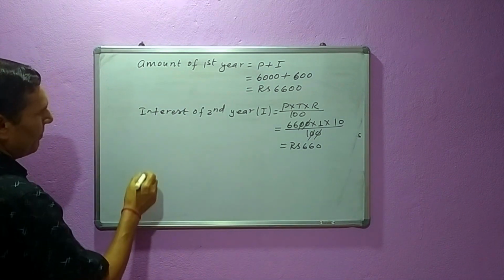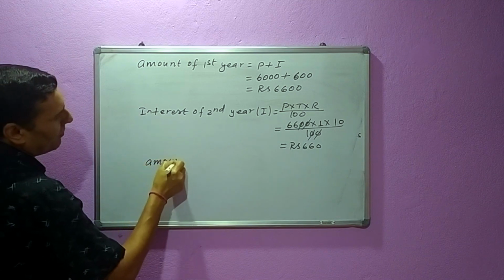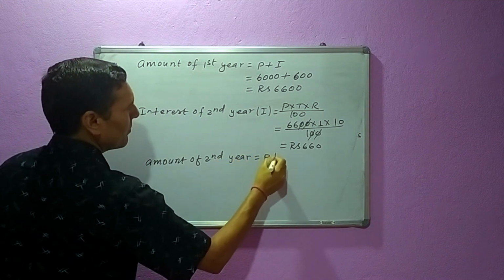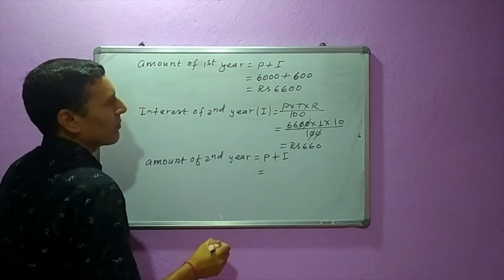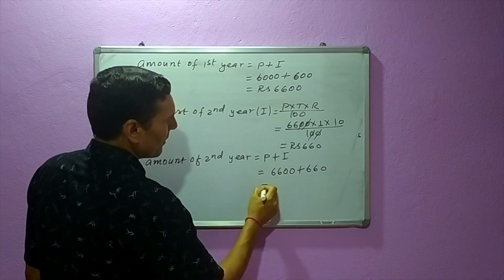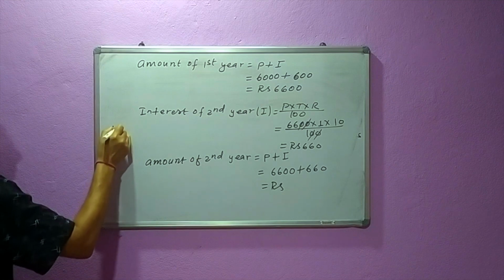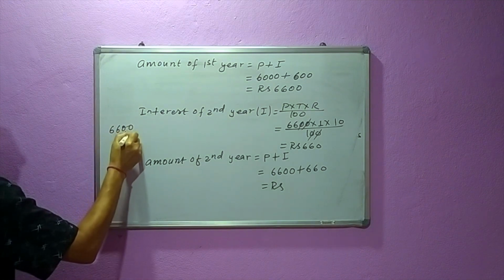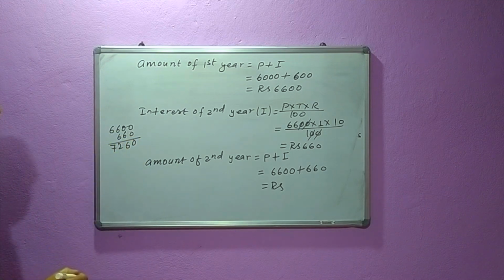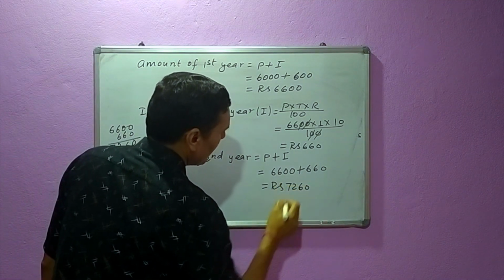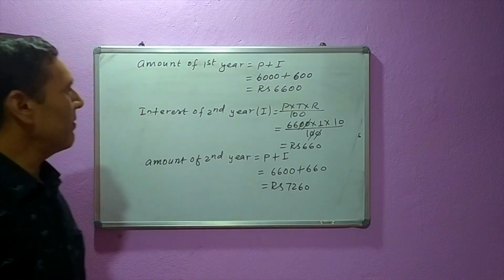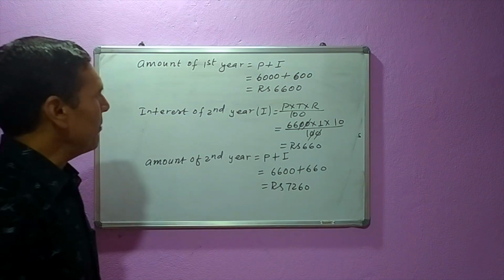Now, amount of second year. P plus I, 6600 plus 660, so it becomes 7260. This is the amount of the second year, which is the principal for the next 6 month remaining time period.